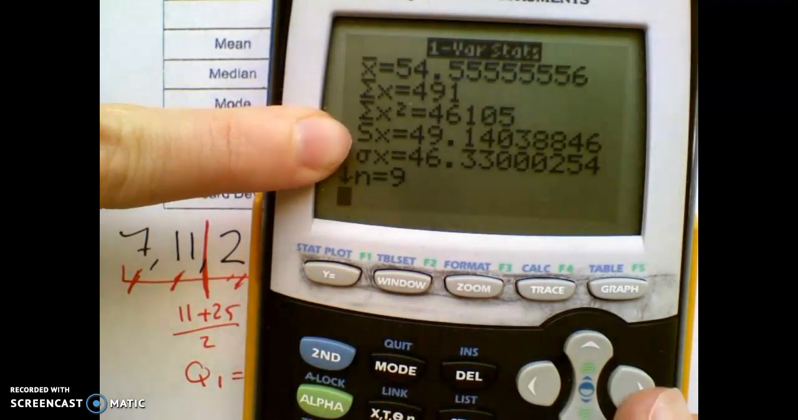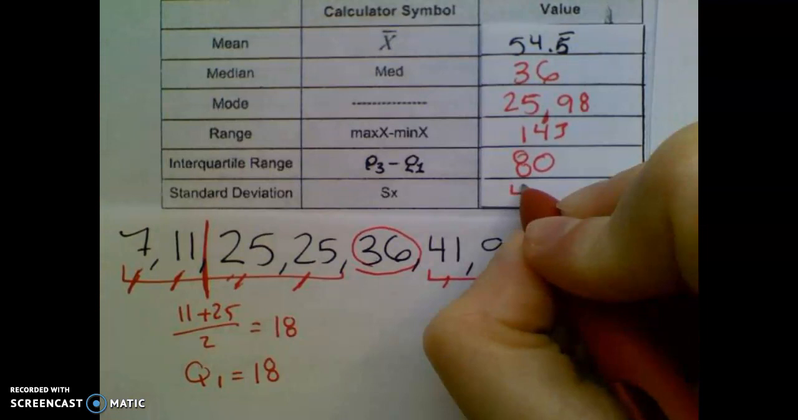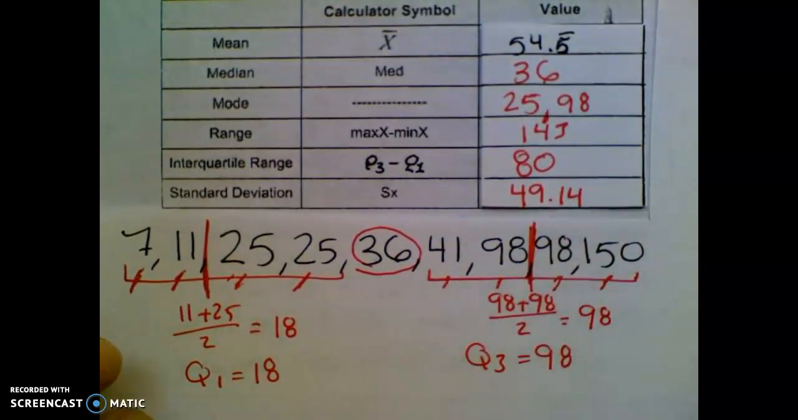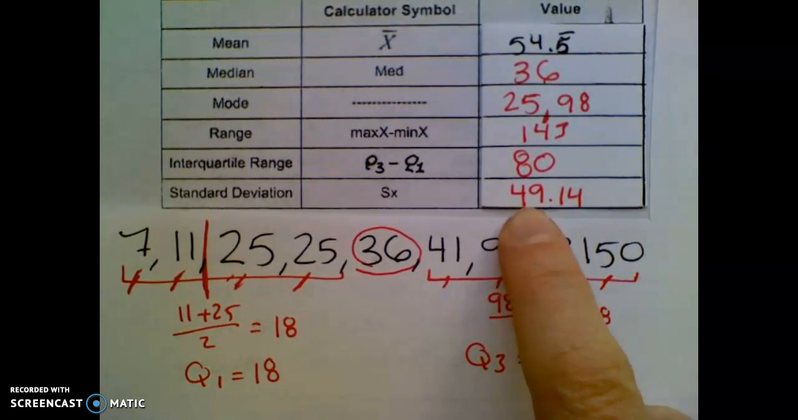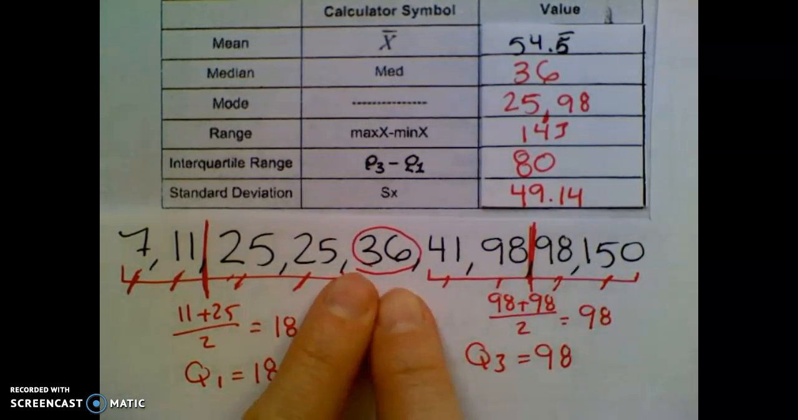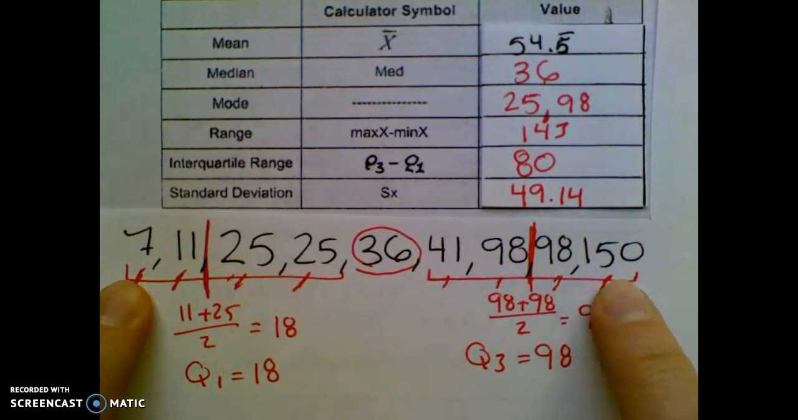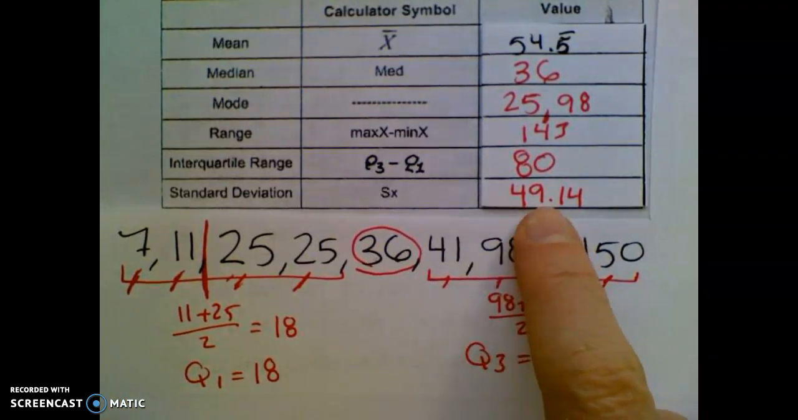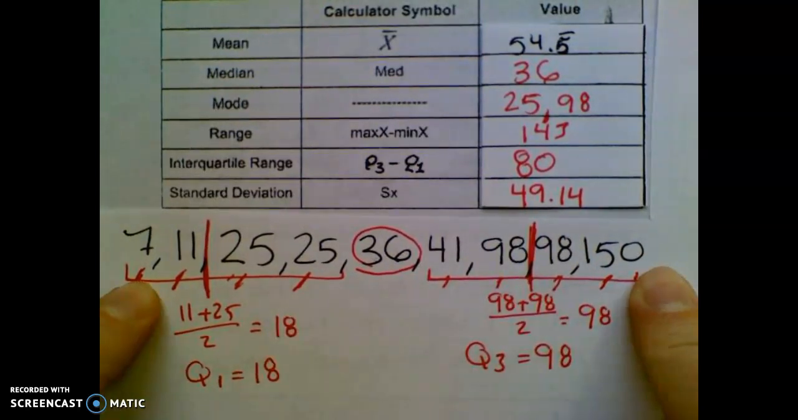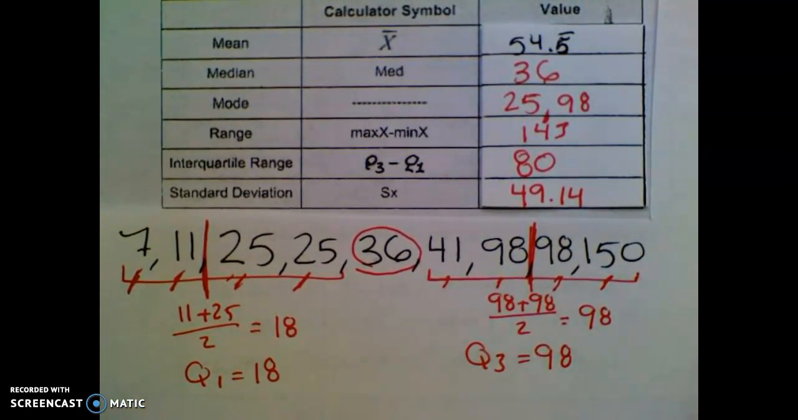So it's 49.14, which just means that this data is very spread out. That's a pretty big number. Our last one was 4 point something. So 49 means my data is very spread out. 7 to 150 is pretty spread out data. You will again not calculate by hand, but just know a bigger number means more spread out data. Smaller number means closer together.